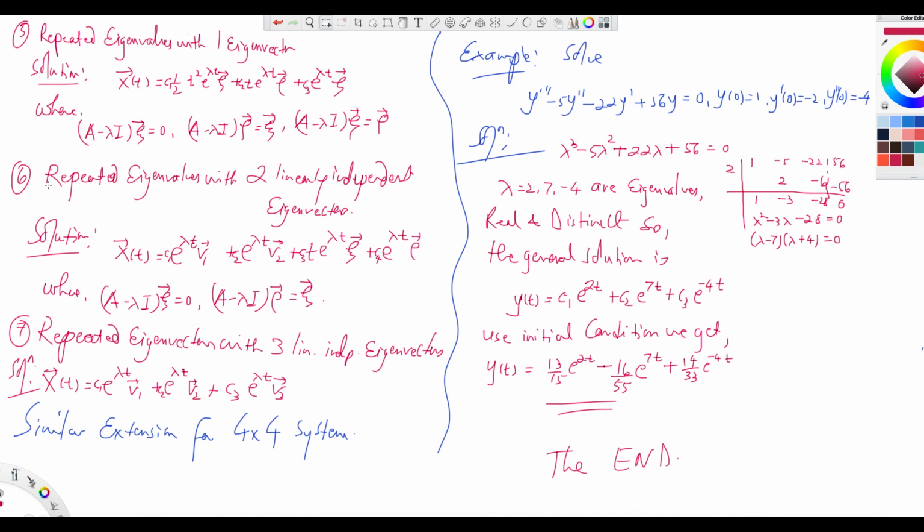Next one is a repeated eigenvalue with 2 linearly independent eigenvectors. In that case, only the one eigenvalue is repeated, but there are just two linearly independent eigenvectors. All the eigenvalues are the same, but there are only two linearly independent eigenvectors. So what you do is c1 e to the lambda t v1 plus c2 e to the lambda t v2, and then plus c3 times t e to the lambda t zeta, and then c4 e to the lambda t rho. That's what you write.